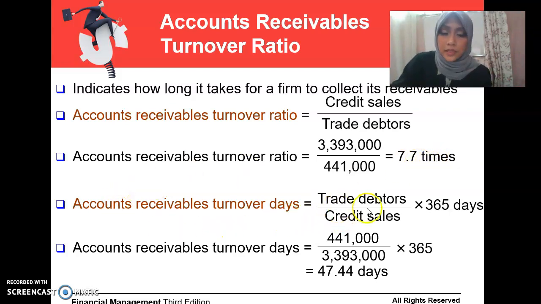And then account receivable turnover days, the formula is this one, credit debtor over credit sales times 365 days. Okay, when you plug in the formula, you get 47.44 days. Sorry, just now the firm has the ability of 7.7 times in order to collect all the receivable. And this one, you just take 47 days in order to collect all the receivable.